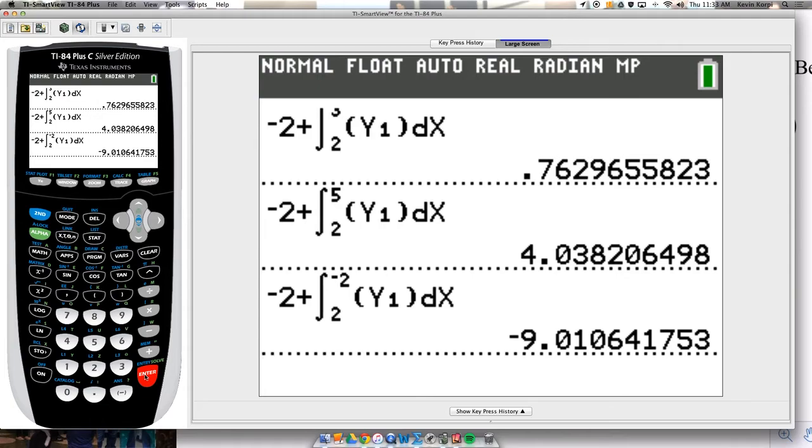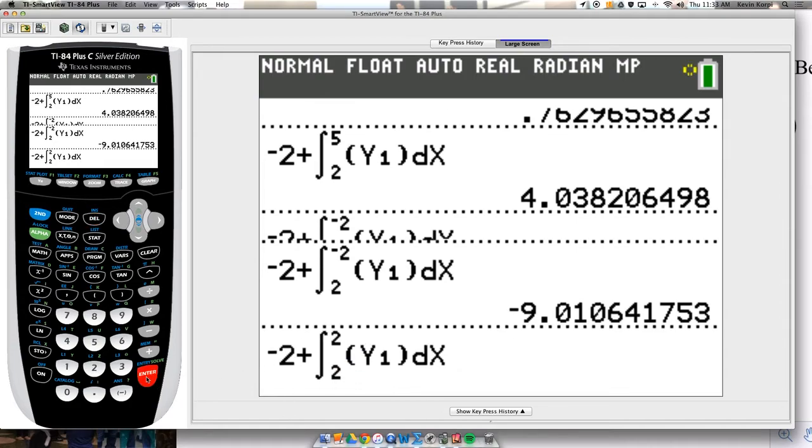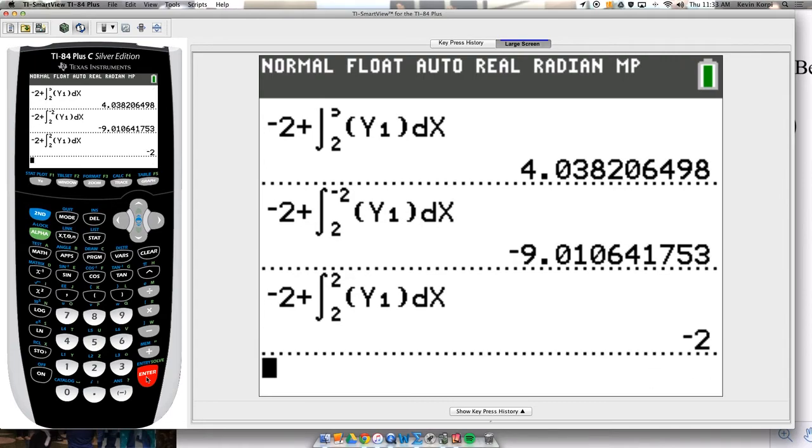Is it being -9.010 or 011? What do you think f of 2 is going to be? What should f of 2 be? Yeah, just -2. Because if my upper limit of integration is just 2, then the net accumulation from 2 to 2 is 0. And it should just be my initial value. And the calculator knows that. So that's just to help you see a pattern.